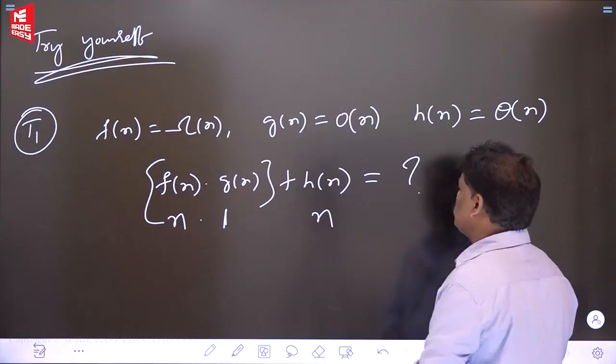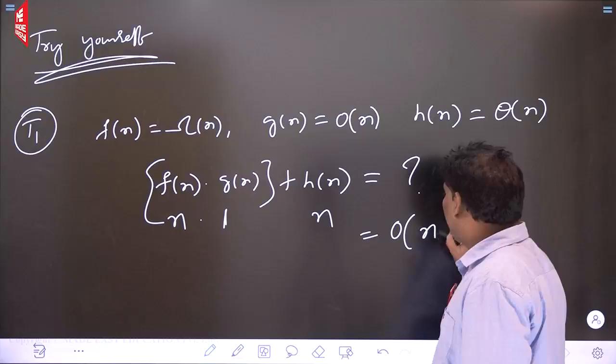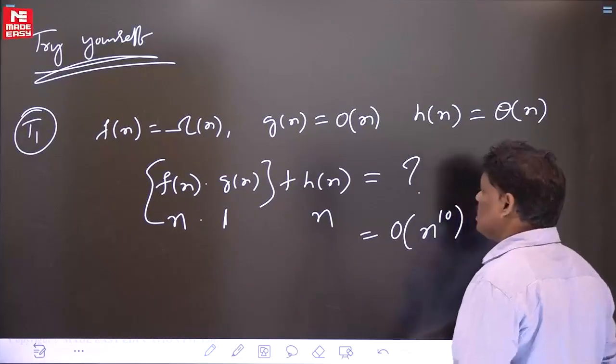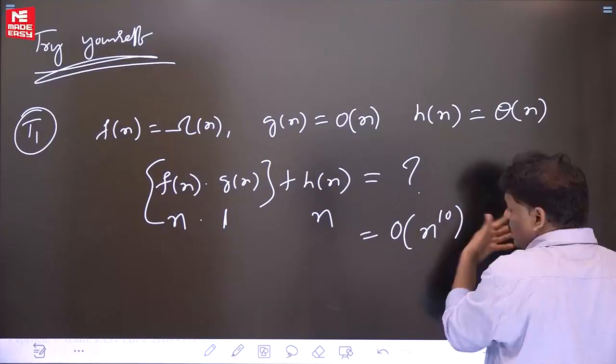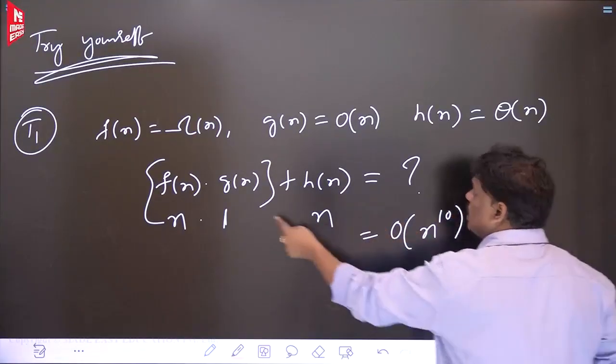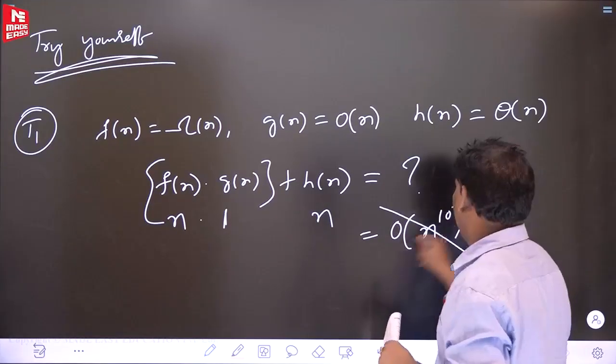Now can you help me with one small line? What is the answer I can write? Can I write here big O of n power 10? Can I write that, indicating that this side is n power 10, always bigger or equal? It need not be, because this may be n power 1 lakh also. You cannot say this.